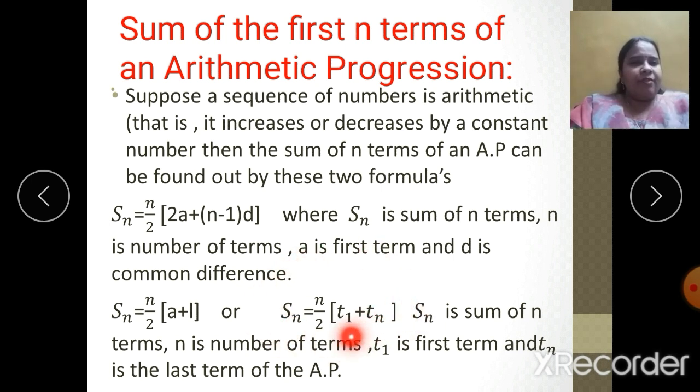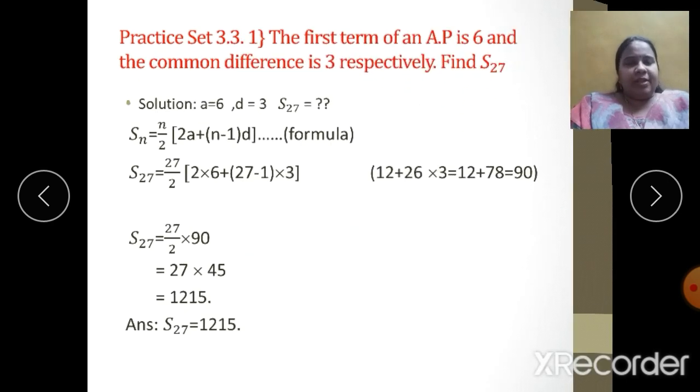When to use it? When you know the first term and the last term of a given AP. So Sn is equal to n upon 2, T1 plus Tn. Both ways you are going to get the same answer, but this can be used only when you know the first and the last term. Otherwise you have to go back to the bigger formula. I hope these formulas are understood. Okay. Now based on these formulas, we will start with practice set 3.3, the first sum.